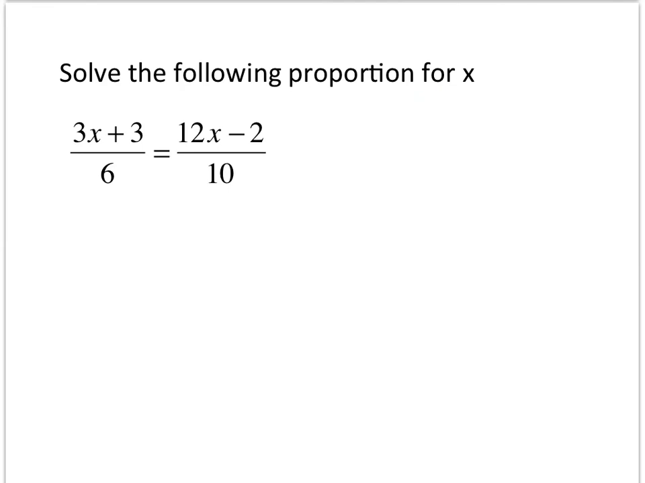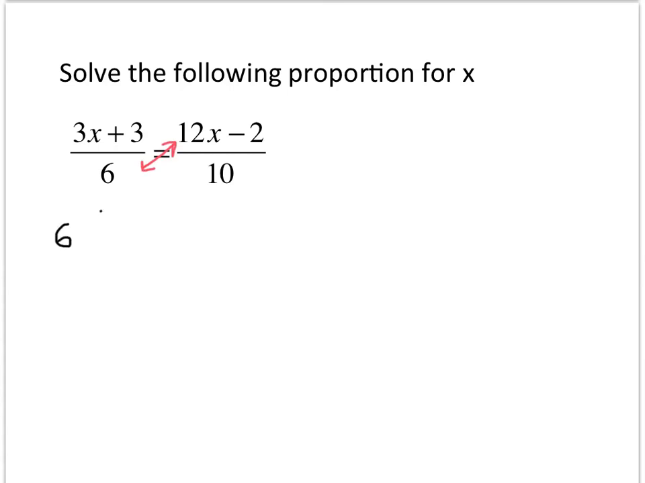And here's another problem, again a little bit trickier now because I have actually two different equations that we need to solve for that given value of x. But again, as long as we remember cross multiplication, these proportions can look difficult but aren't that bad to solve. I'm going to first cross multiply 6 times 12x minus 2.